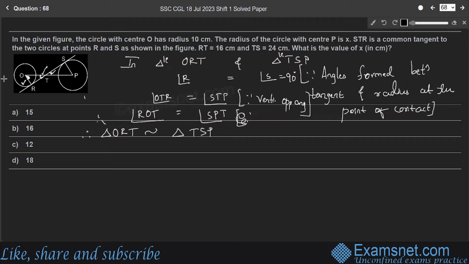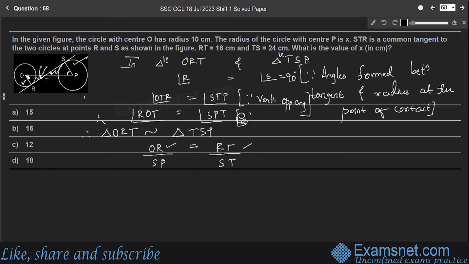So for the angle at T, its opposite side is OR. OR has its corresponding side SP, because this angle at T is equal to angle STP. So the corresponding side to OR is SP. Then angle O is equal to angle P, and their corresponding sides are RT and ST. These are opposite sides to equal angles. Consider only these two pairs.